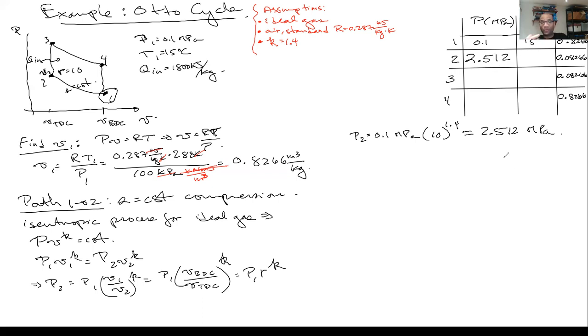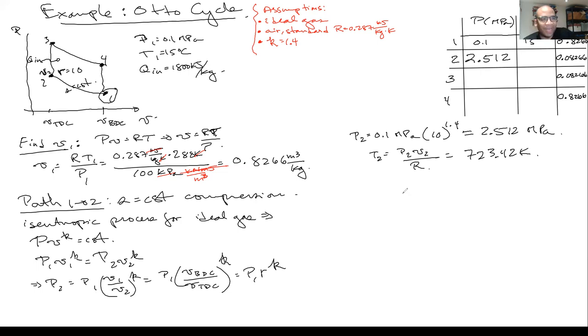Now I actually have two different ways of getting T2. I have an ideal gas and I know the pressure and the specific volume, so I could get the temperature. T2 is equal to P2 V2 over R. So I could punch that in and I should get that T2 is equal to 723.42 Kelvin.